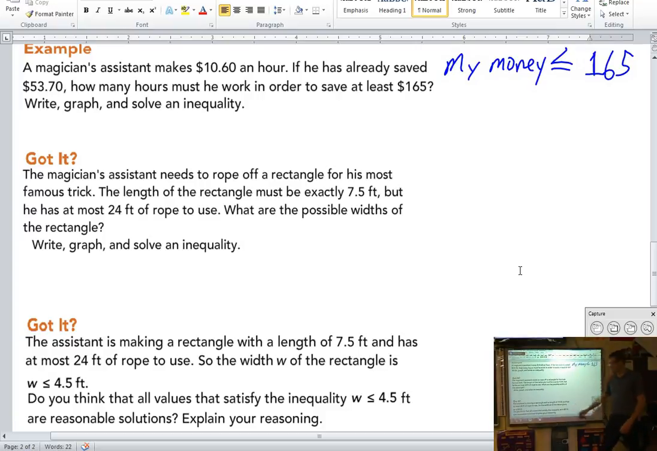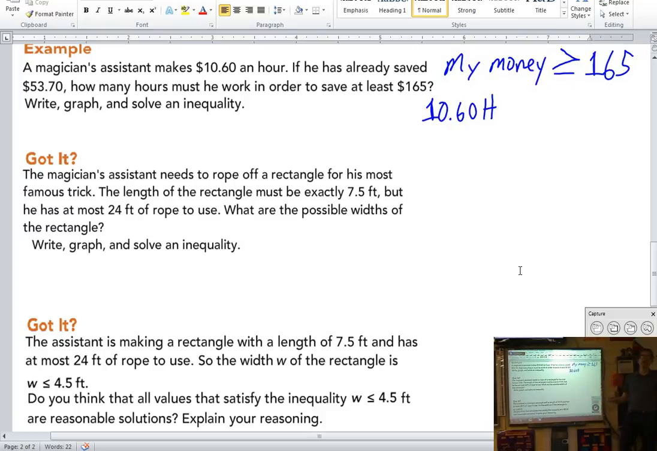Think through the situation after you write your inequality. It's real easy to have the wrong one. Think about it once you write it. My money needs to have more than or equal. Now, how much money am I producing or making, or like the values that I'm earning? Sam? $10.60 an hour. $10.60, and I can use H for hours.